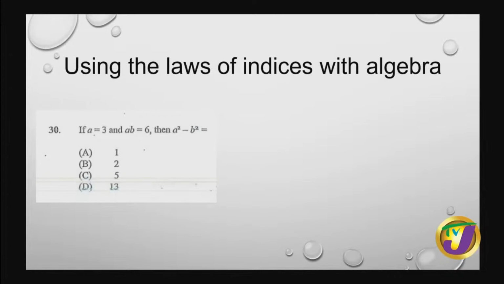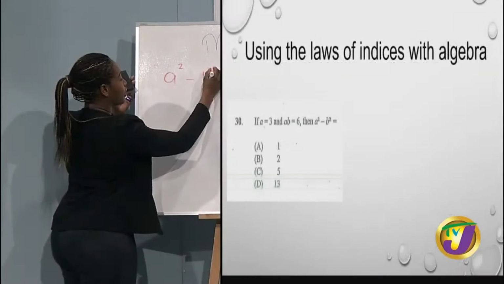All right. So what are we asked to do here again? We're asked to use the laws of indices to help us work this problem out. We're also being asked to substitute and give us a value for the expression A squared subtract B squared. So we're going to do that together. All right, so what's the first thing that's there? So the first thing that you may want to do is to go A squared subtract B squared.